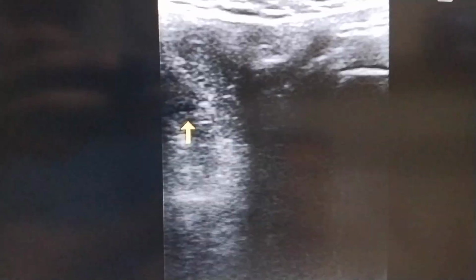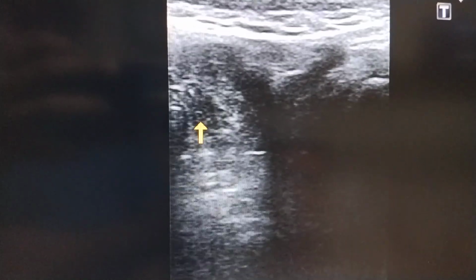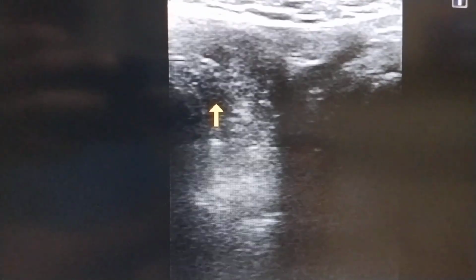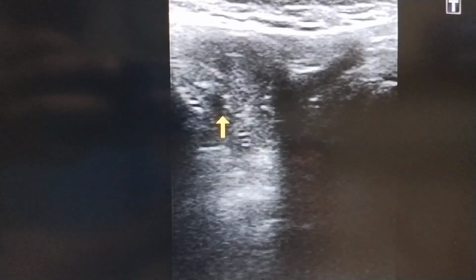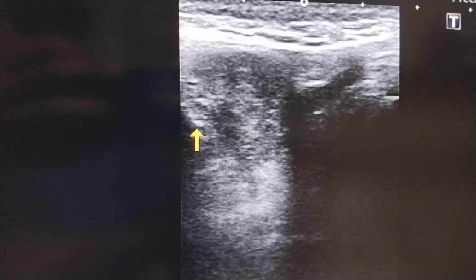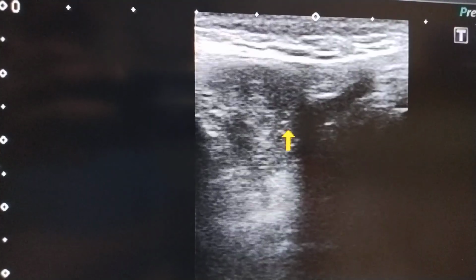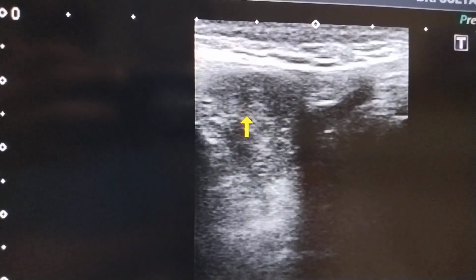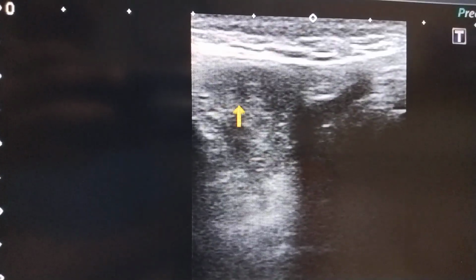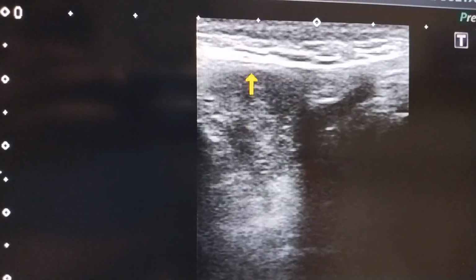Here we can appreciate this defect appearing through this posterior wall. Look here. I have freezed the image to make clear. So this was the posterior wall, and this is the defect in the posterior wall through which the segment of abdominal contents herniate during this Valsalva maneuver.